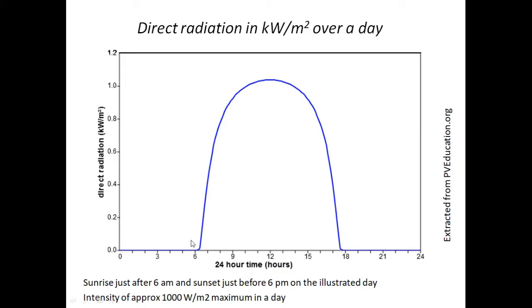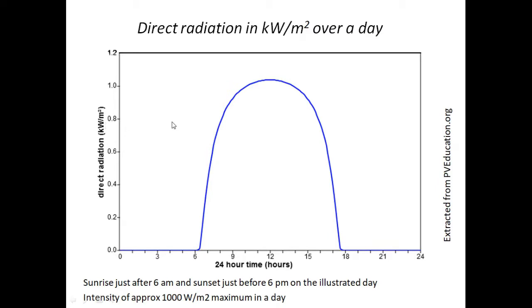Having a look at a graph of the direct radiation, courtesy of PVEducation.org, we can see at the location that just after 6 a.m. is when you see sunrise, and just before 6 p.m. is when you see sunset. This is for the illustrated day, and we can see it's just over 1 kilowatt per meter squared, just over the 1000. That is the benchmark that people work with.